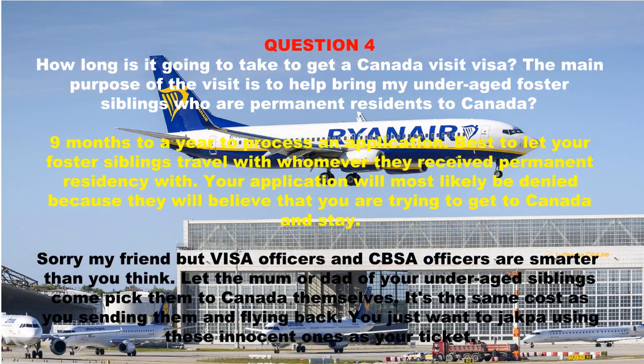Question 4. How long is it going to take to get a Canada Visit visa? The main purpose of the visit is to help bring my underage foster siblings who are permanent residents to Canada. 9 months to a year to process an application. Best to let your foster siblings travel with whomever they received permanent residency with.